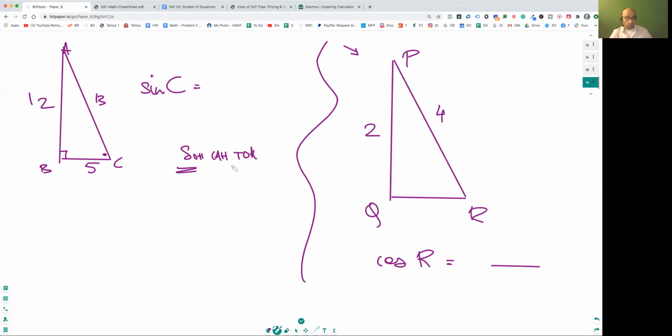Meanwhile, for this, sine of C, you're going to do SOHCAHTOA. Sine is equal to O over H, which means opposite over hypotenuse. Remember, the hypotenuse is always the longest line, and this is your opposite side. So that's why it gives you 12 over 13. Also know that the cosine is equal to adjacent over hypotenuse.